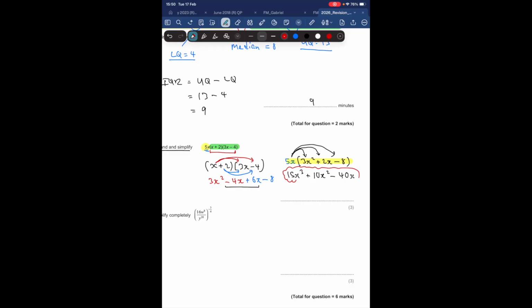There aren't any like terms which I can further simplify, so that is going to be the answer to my expansion.